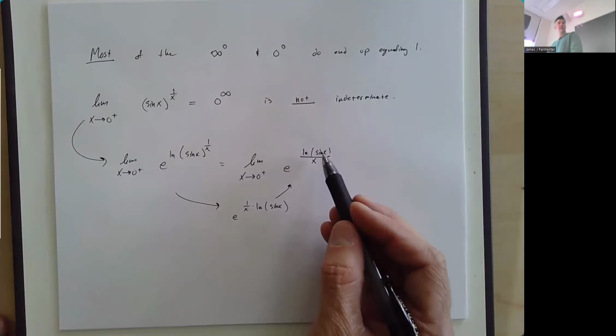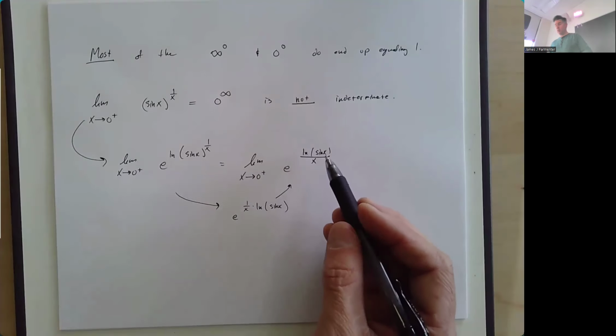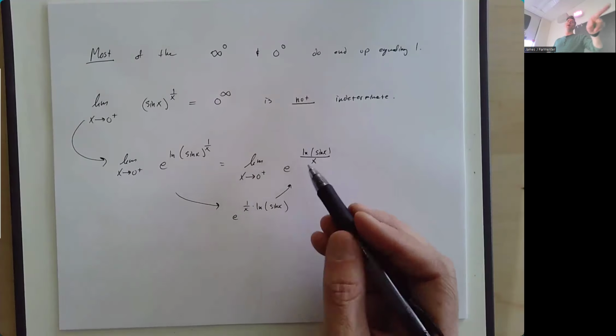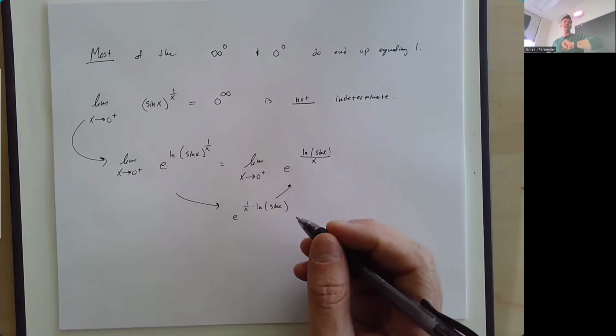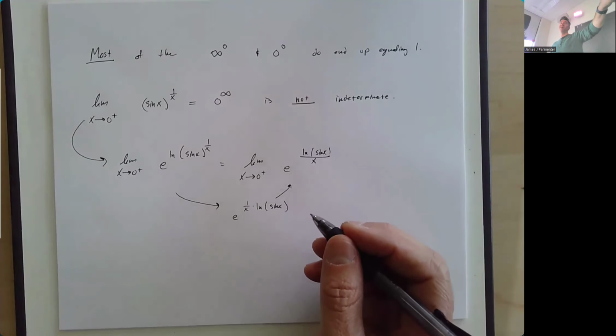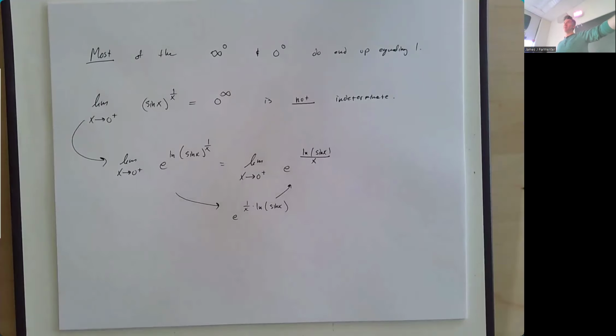Sine of x is going to 0, right? Sine of 0 is 0. Natural log of 0 goes where? Natural log of 1 is 0. Think about the graph of the natural log. Yeah, negative infinity.